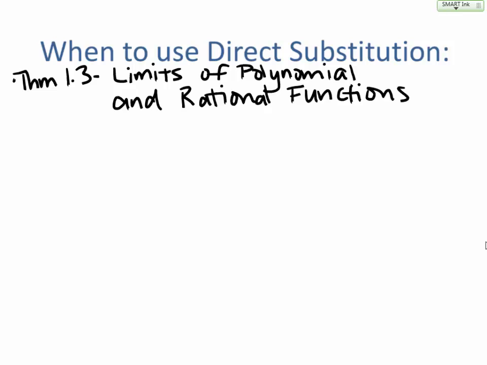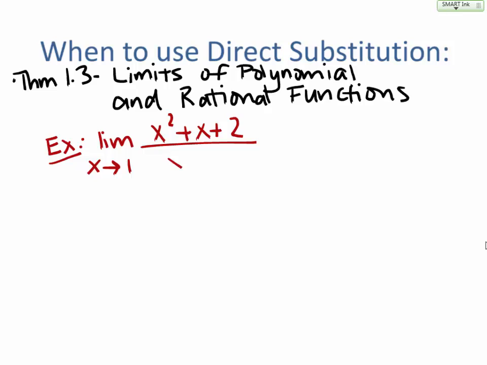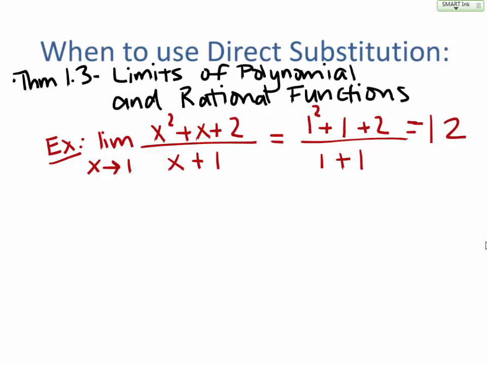So an example of this, and make sure you're writing small enough to fit all this on the PowerPoint page. An example of this would be evaluating the limit as x approaches 1 for the function x squared plus x plus 2 over x plus 1. This is a rational function, and we can use direct substitution here to evaluate that limit. The limit is simply equal to 4 over 2, which is equal to 2.